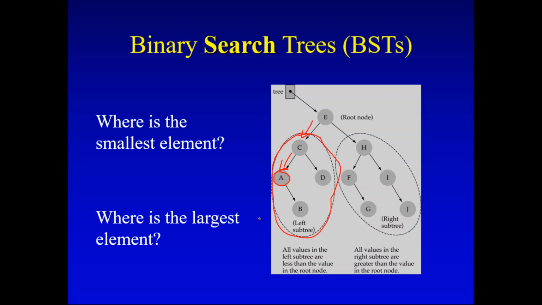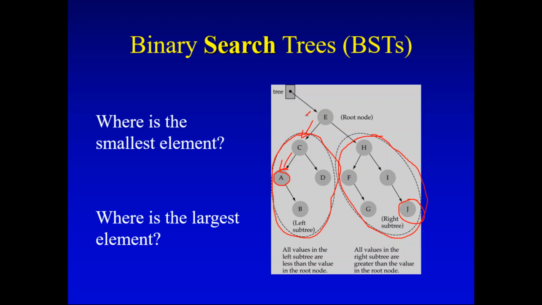And where is the largest element? The largest element will surely be in the right subtree. If you see this, H is greater than E, I is greater than H, and J is greater than I. So this will be the largest element.